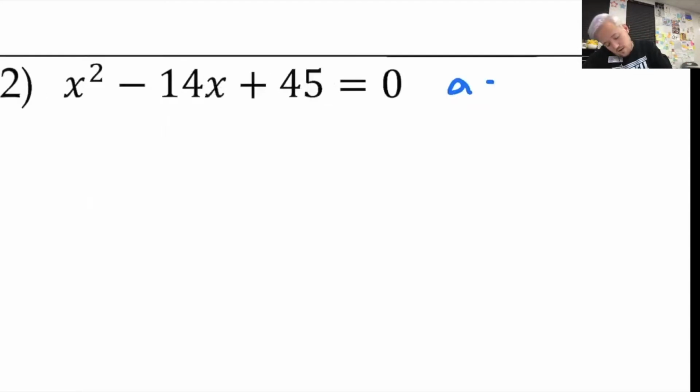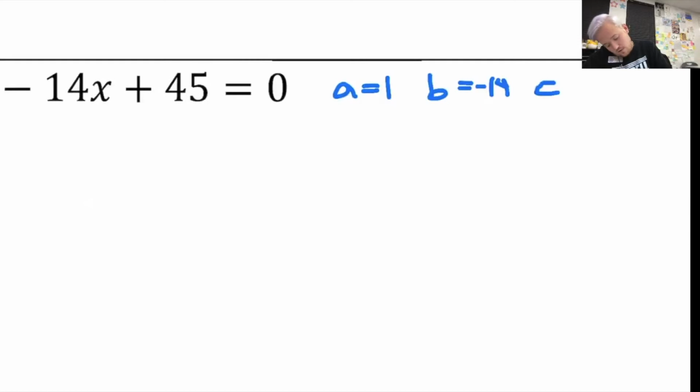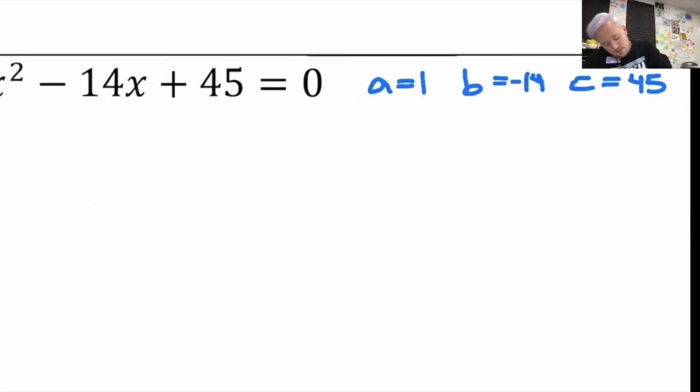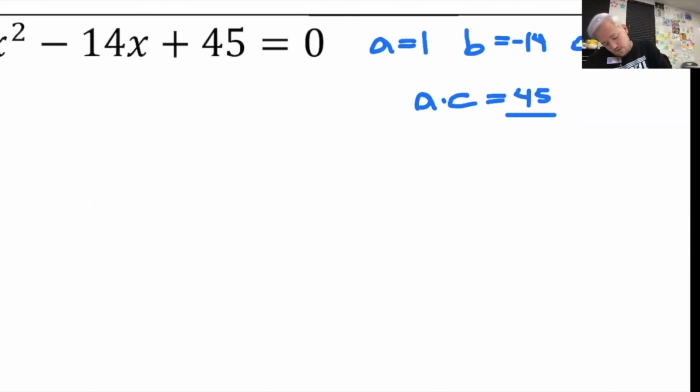All right, so let's say I do grouping on this one. So I'm going to have A is 1, B is -14, and C is 45. All right, so if I do A times C, we're going to have 1 times 45, which is 45. So when I do the factors of 45, we have, say, 1 and 45, 3 and 15, 5 and 9. So I want these to somehow add up to -14.